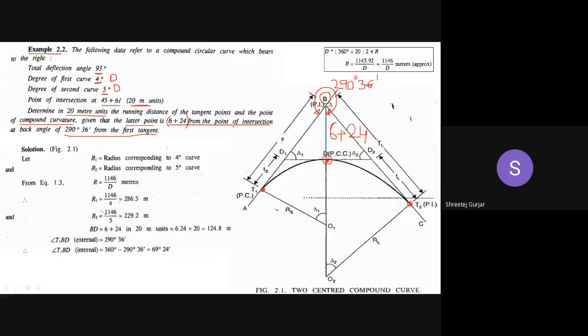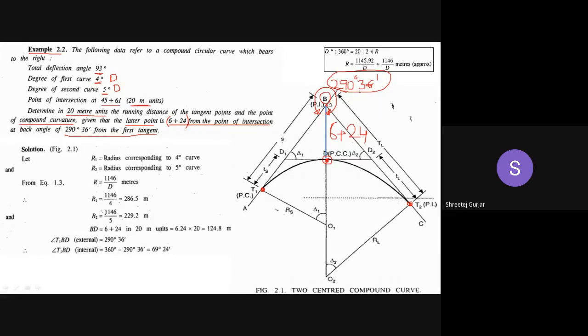Okay, from the point of intersection at a back angle from the first tangent. So what they are telling in this particular statement is that this particular line is located at an angle of 290 degrees at the point of intersection, measured from the back tangent, the first tangent. So they have given this external angle as 290 degrees 36 minutes.